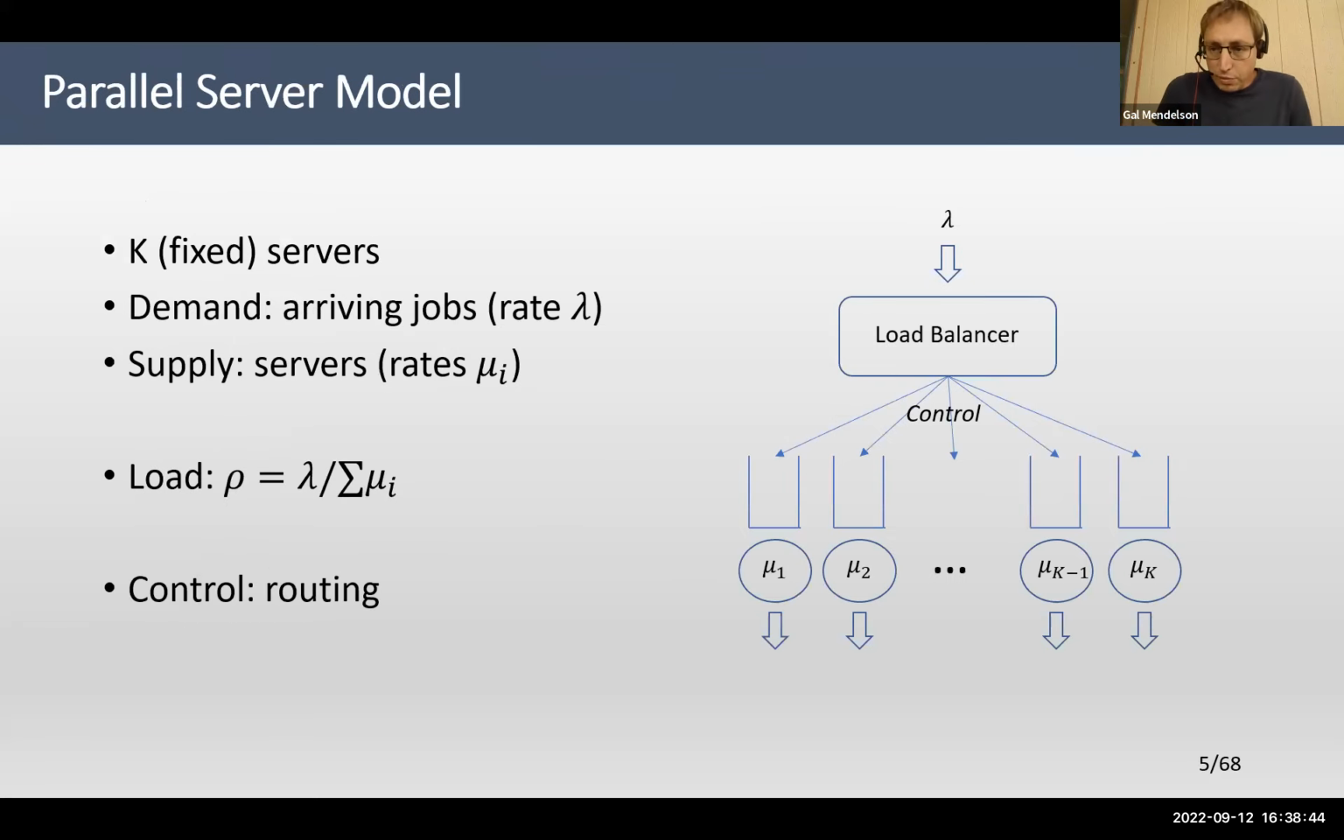Okay, so here's the model that we will have throughout. It's the usual well-known parallel server model. We have K servers, a fixed number of servers. Each server has a constant service rate, mu_i. Jobs arrive to the system, for example as a Poisson process, and they arrive to the load balancer, which must implement some control mechanism, in this case a load balancing algorithm or routing, to immediately send each incoming job to one of these servers for processing. We denote the load in the system by rho, which is the ratio between the input rate, lambda, and the sum of the service rates.